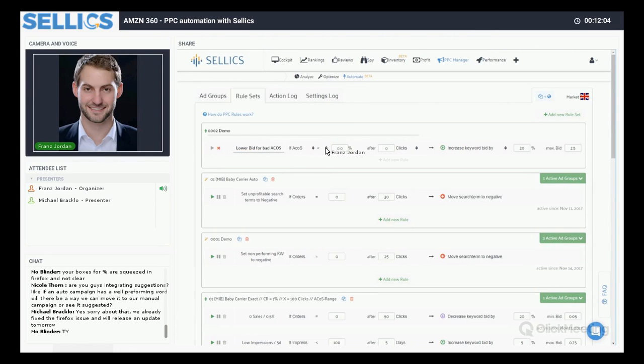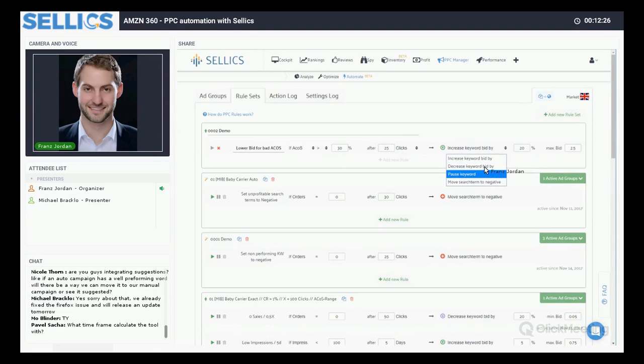So we would say that if the ACOS is above, let's say 30%, after, again, let's say 25 clicks, we will not increase the keyword bid, but we will decrease the keyword bid. So you can see the different types of actions you can take. You can increase the keyword bid, decrease the keyword bid, you can pause the keyword, and you can move the search terms to negative. So what we're going to do is decrease the keyword bid by, let's say, 30%, until we reach a minimum of, let's say, 20 cents. We don't want to go below 20 cents no matter what. So we have a minimum bid that we can set.